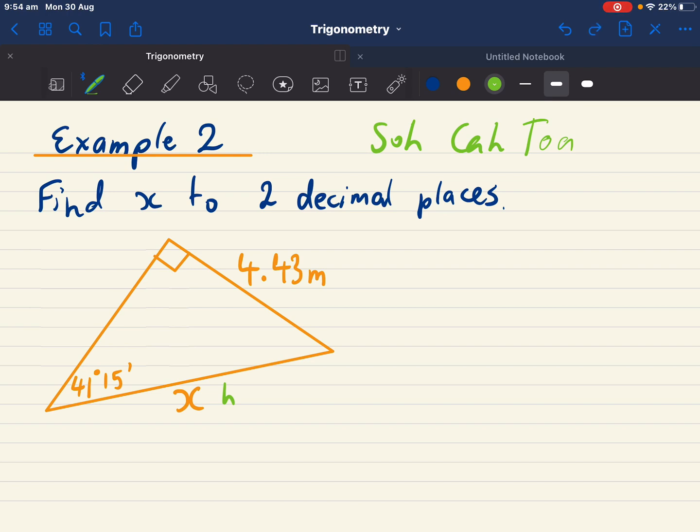That's the hypotenuse. This other side, the 4.43 meters, is that opposite or adjacent to our included angle? Right, this is the included angle, and it's clearly opposite.